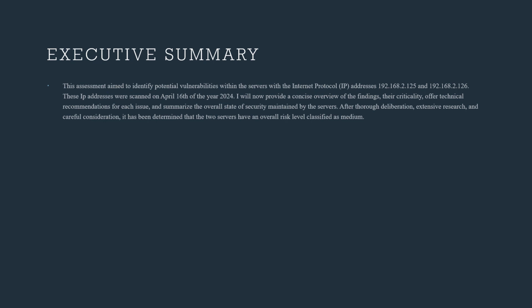After thorough deliberation, extensive research and careful consideration, it has been determined that the 2 servers have an overall risk level classified as medium by the Greenbone scans and Nmap scans that I've done and got a report off of.